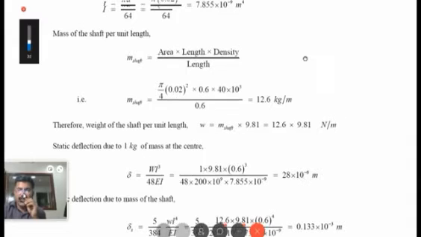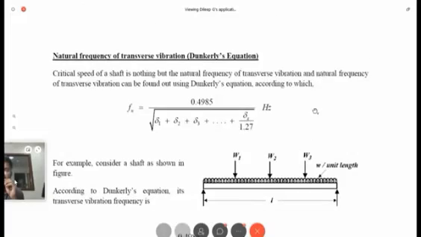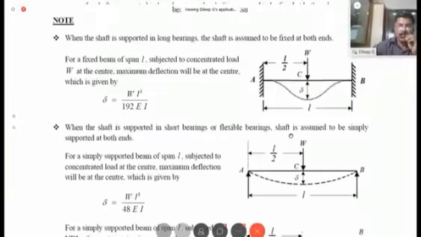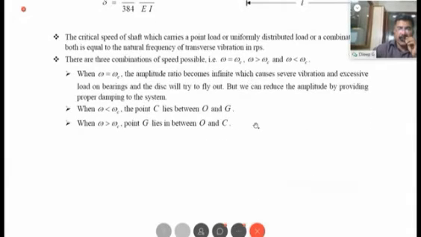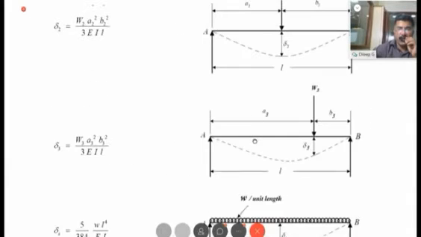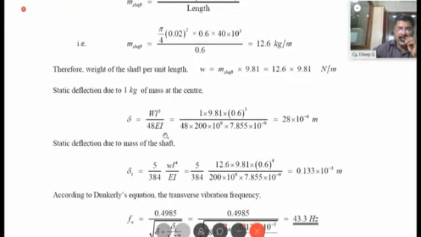I told you earlier, for a simply supported beam of span L subject to a constant load at the center, maximum deflection will be at the center, which is given by WL cube by 48 EI. So we are going to use that formula over here in order to solve this problem. So delta is equal to WL cube by 48 EI.